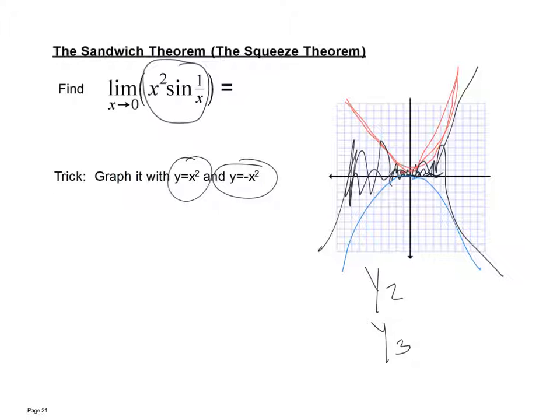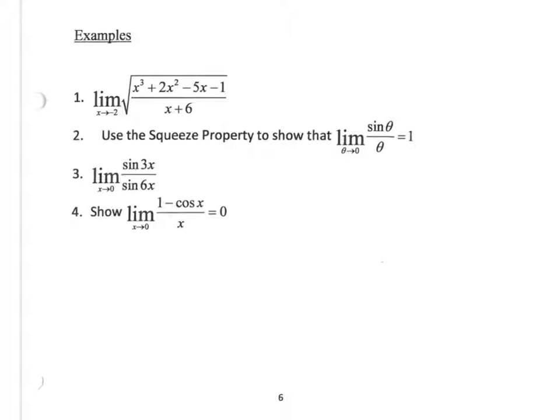That's the idea of what the squeeze theorem says. If you can squeeze a function between two functions, and those go to 0, then that function has to go to 0. So it says that limit has to be 0. That's what it looks like graphically. We're going to use the squeeze property to show this.